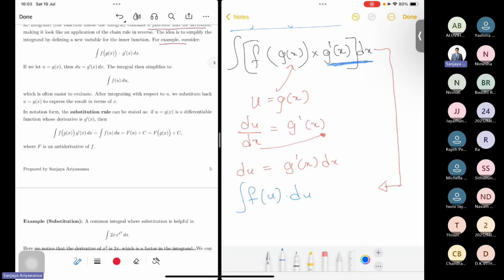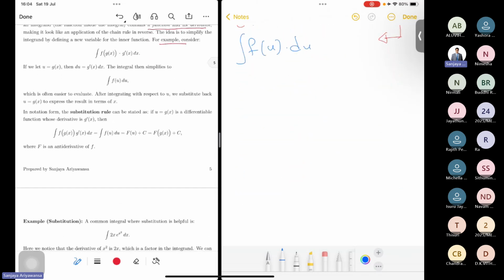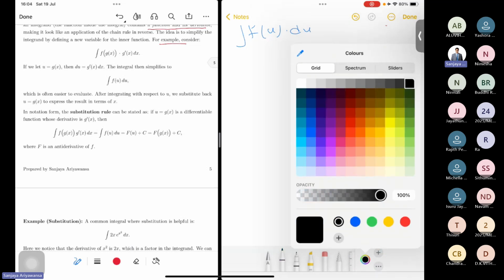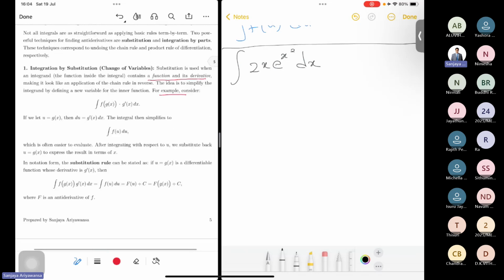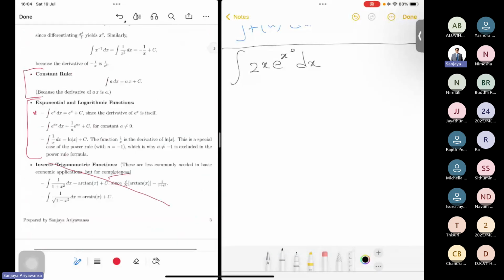So let's have a look at an example. So we are looking at this particular example over here. We are asked to integrate 2x e to the power x squared, integrate it with respect to dx. Now, what's the first thing we have to do? So we are given this function. First thing we have to do is remind ourselves of what the rules are.